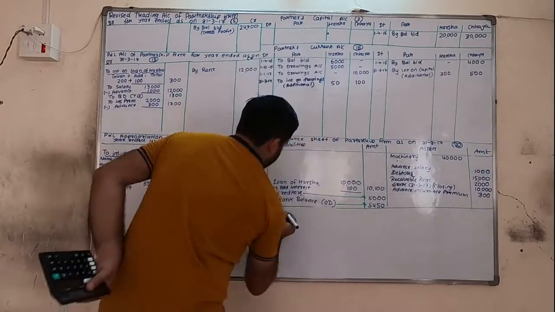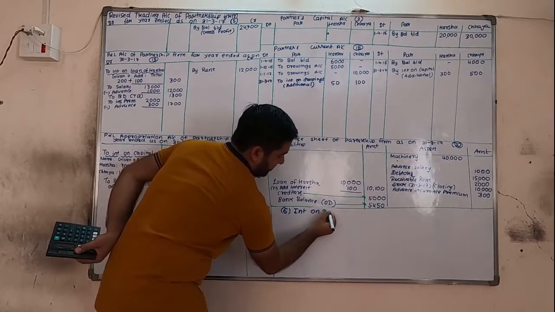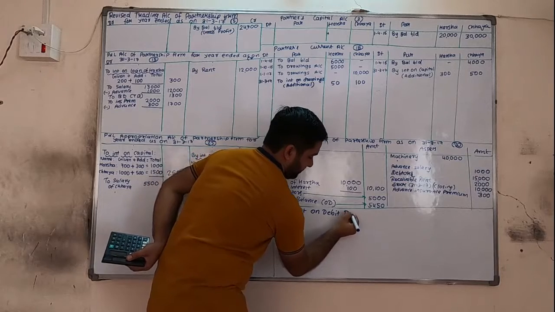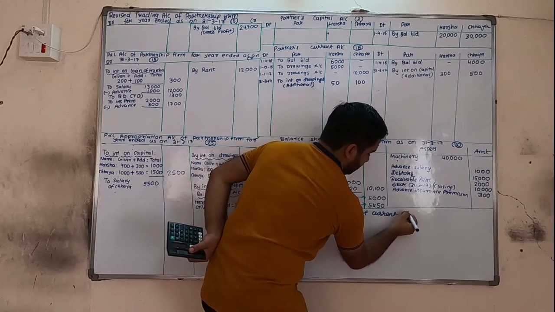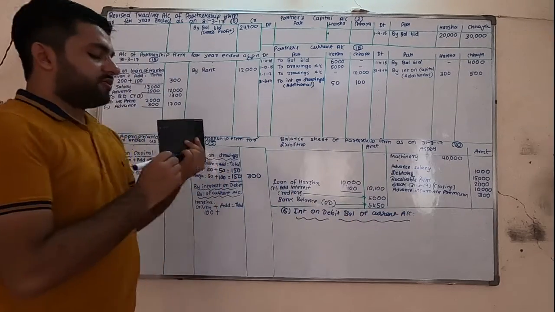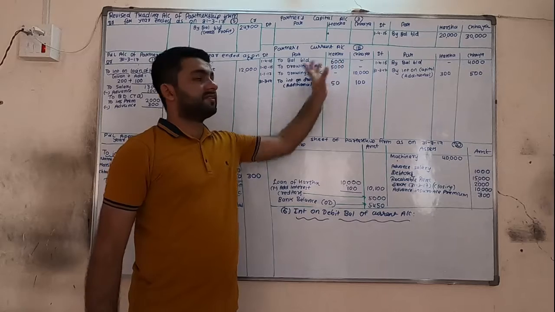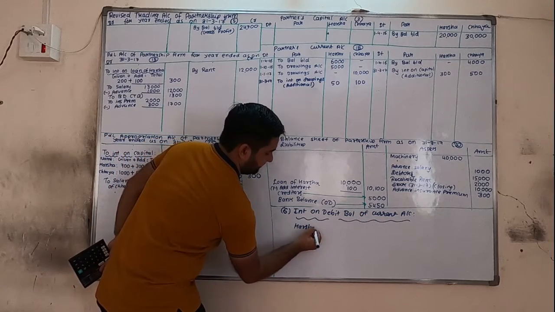Okay, in calculation number 6, interest on debit balance of current account, because you know there are 2 balances of current account. Now who is having debit balance? Only Harsha is having debit balance. So directly I am writing Harsha.